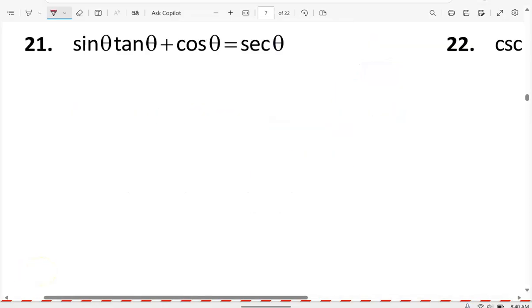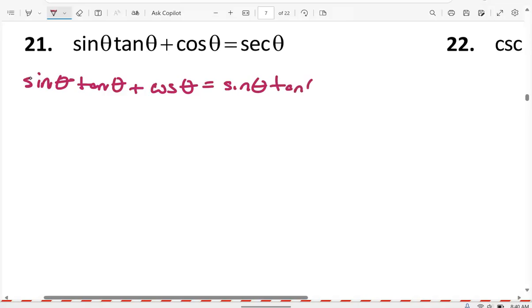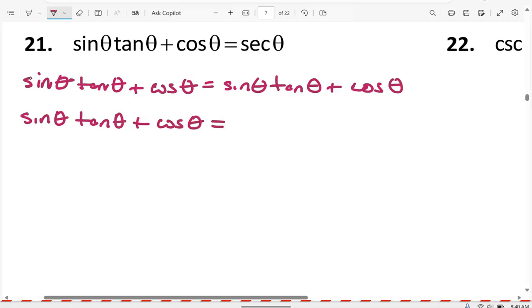In number 21, I'm going to start by writing that the sine of theta times the tangent of theta plus the cosine of theta is equal to the sine of theta times the tangent of theta plus the cosine of theta, which could be justified by the reflexive property. Now we're going to leave that left side of the equation alone, and we're going to write the right side of the equation.